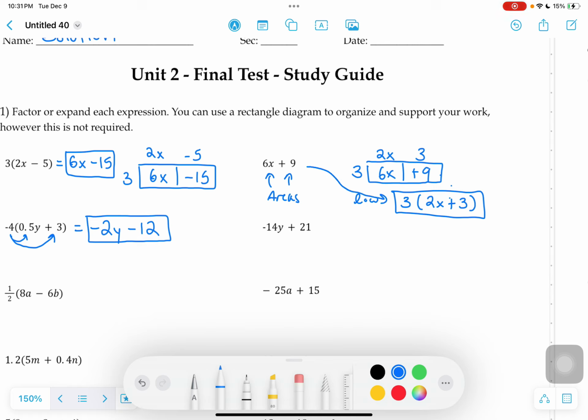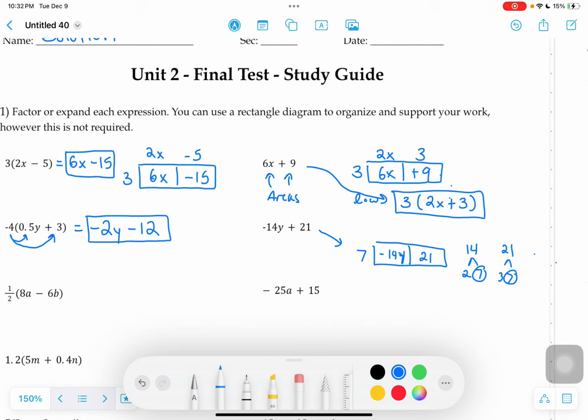All right, let's see one more. I see 2 areas, so I'll set up my rectangle. Negative 14y and 21. If I can't think of something that divides both of these numbers, I could try a factor tree. 2 and 7, 3 and 7. These both have 7 in common, so their greatest common factor is 7.